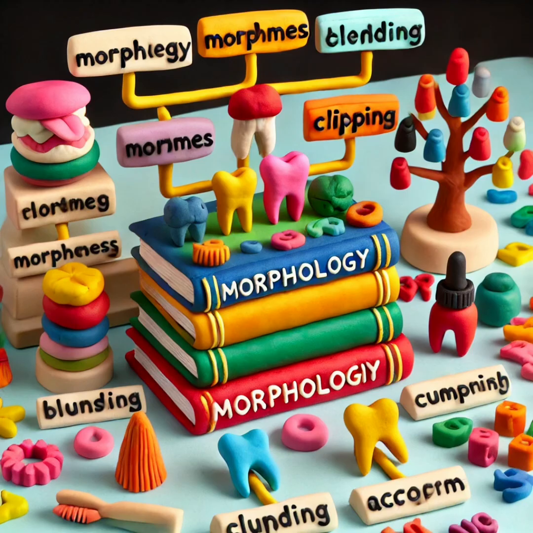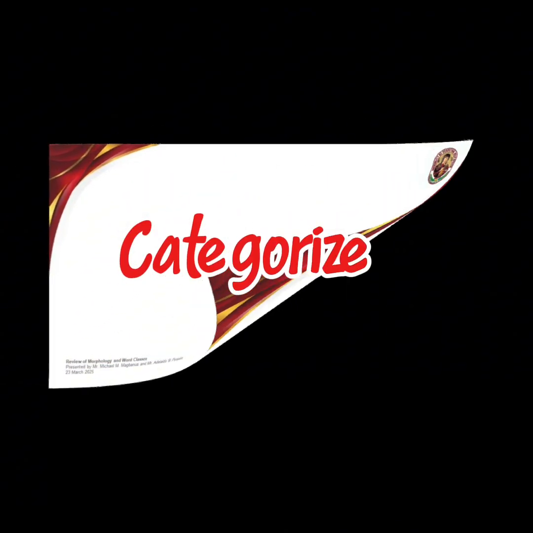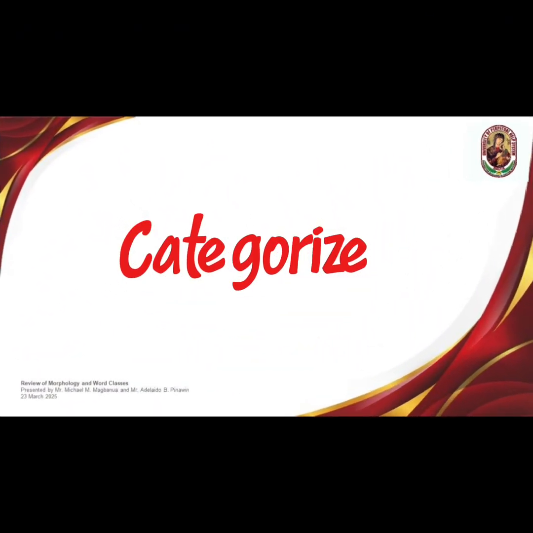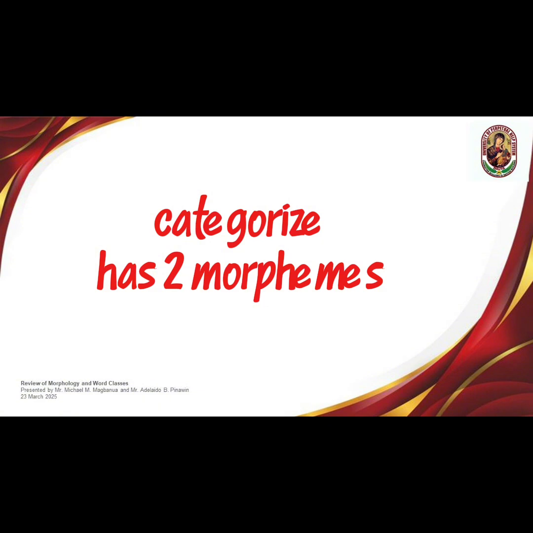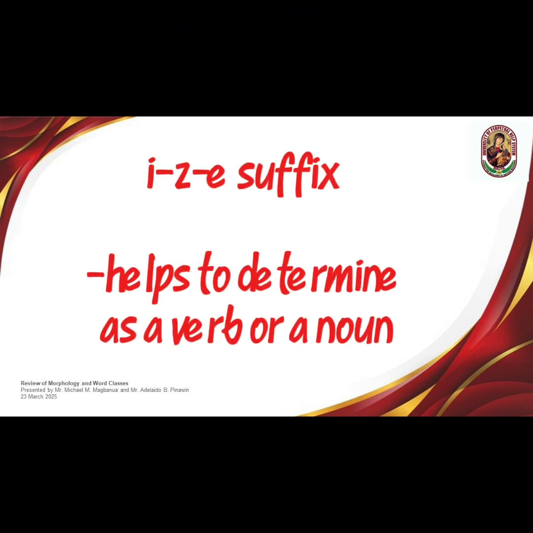Let's take another word. How about categorize? This word has two morphemes. We've already determined that category is a word, but it's also just one morpheme. But in addition, we have this i-z-e suffix. And that suffix is meaningful because it helps to form a verb from a noun. So categorize has two morphemes.